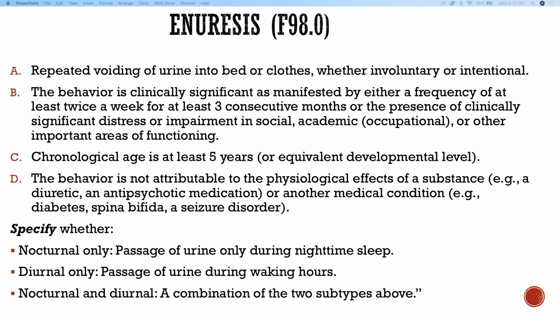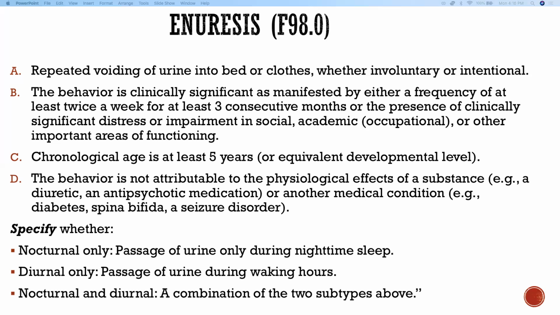So enuresis mainly occurs in two forms. There's the nocturnal only and the diurnal only. There can also be a combination of the two. So, of course, the nocturnal only is when the urine is released at nighttime, and the diurnal is urine incontinence happening during the waking hours.